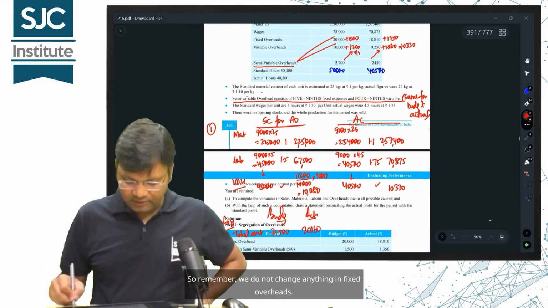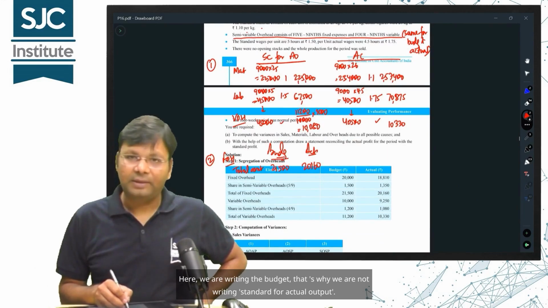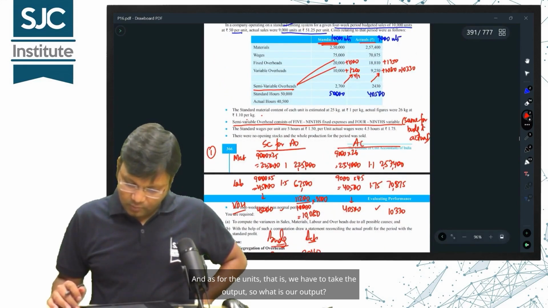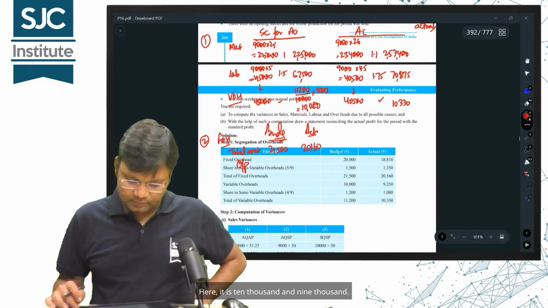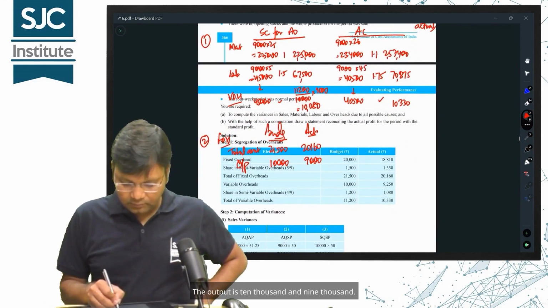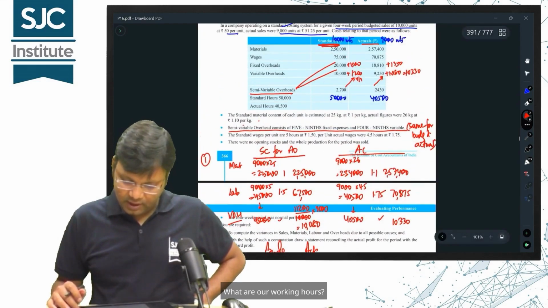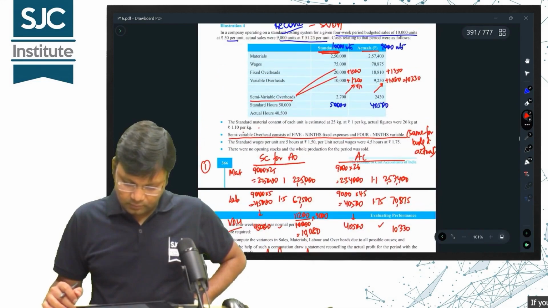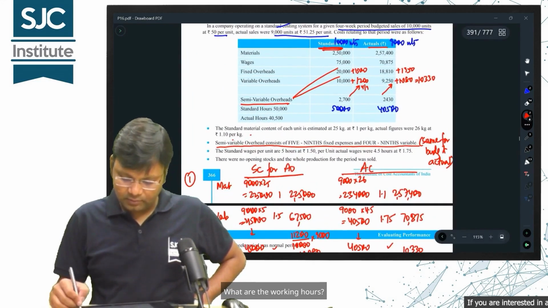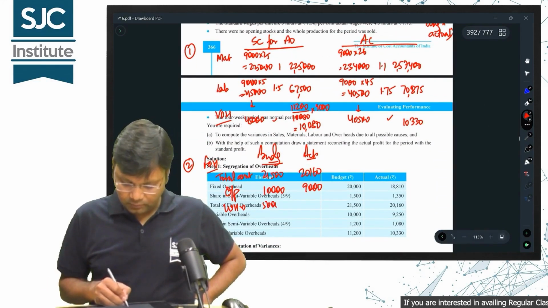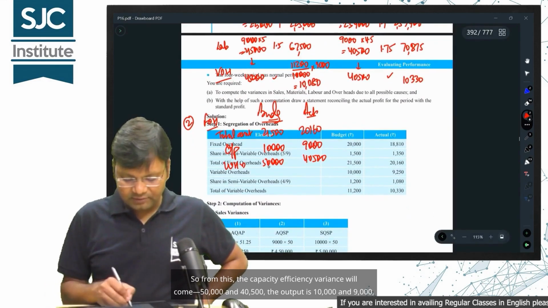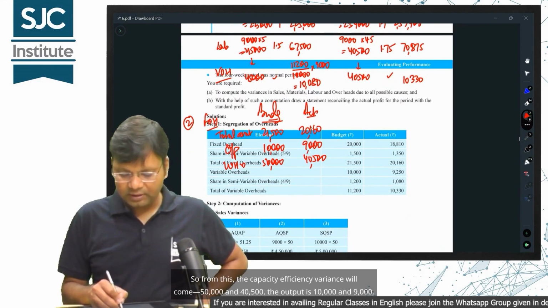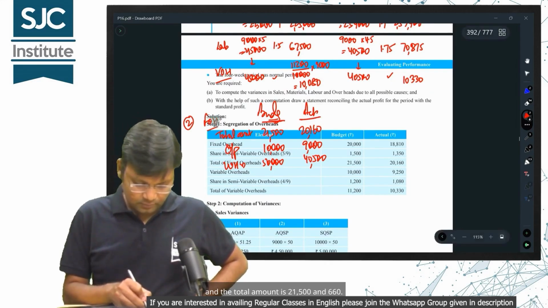So remember, we do not change anything in fixed overheads. Here, we are writing the budget, that's why we are not writing standard for actual output. And as for the units, we have to take the output. So what is our output? The output is 10,000 and 9,000. And what are our working hours? 50,000 and 40,500. So from this, the capacity efficiency variance will come. The output is 10,000 and 9,000, and the total amount is 21,500 and 660. Is it okay?